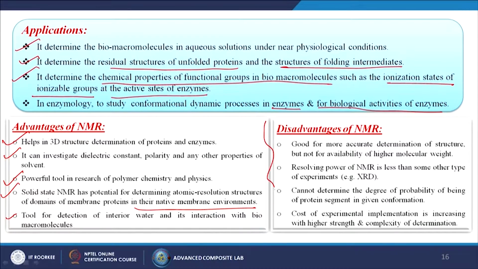There are certain disadvantages also. It is good for more accurate determination of structure, but not for availability of higher molecular weight. The resolving power of NMR is less than some other types of experiments like XRD. It cannot determine the degree of probability of a protein segment being in a given conformation. The cost of experimental implementation increases with higher strength and complexity of determination.